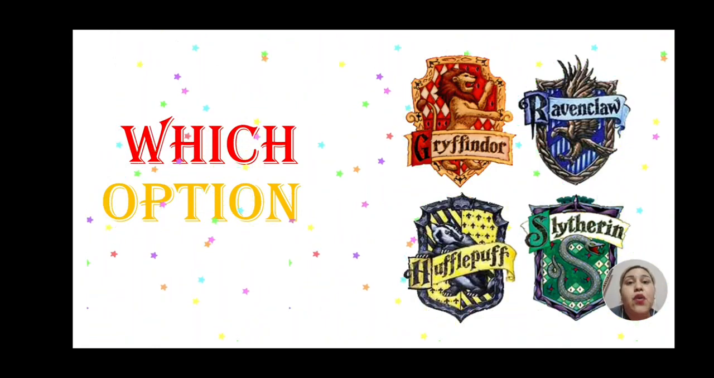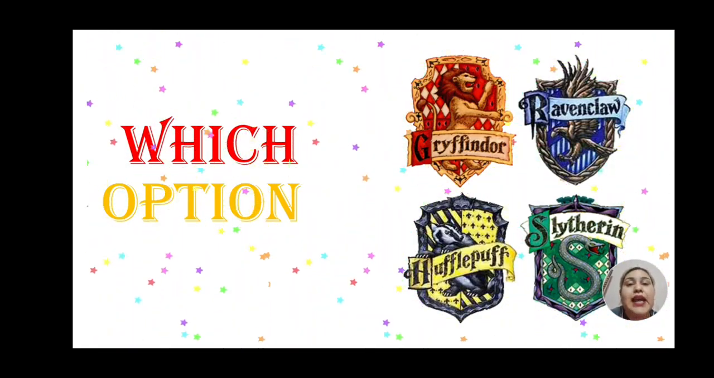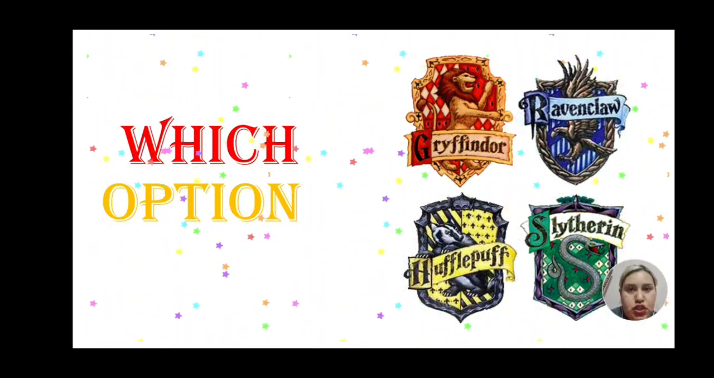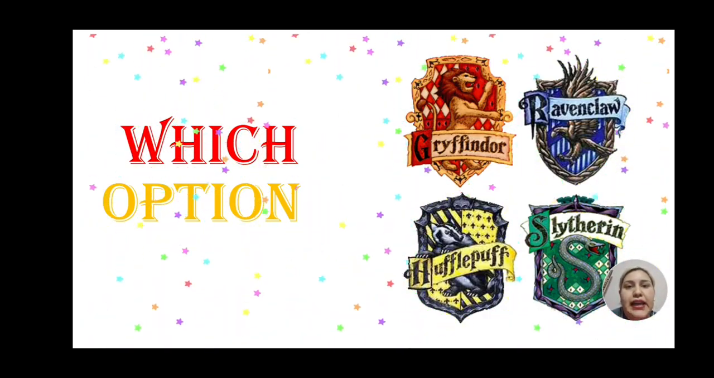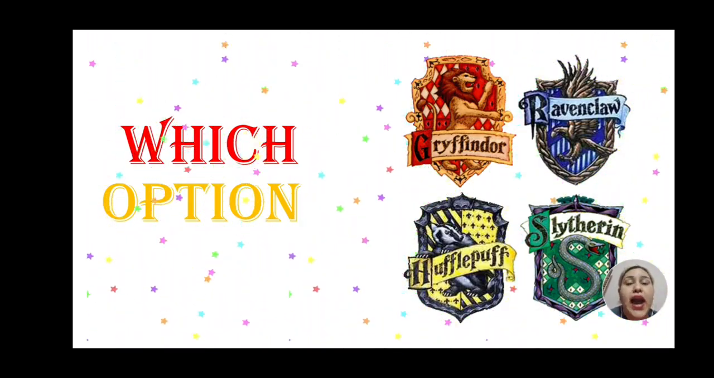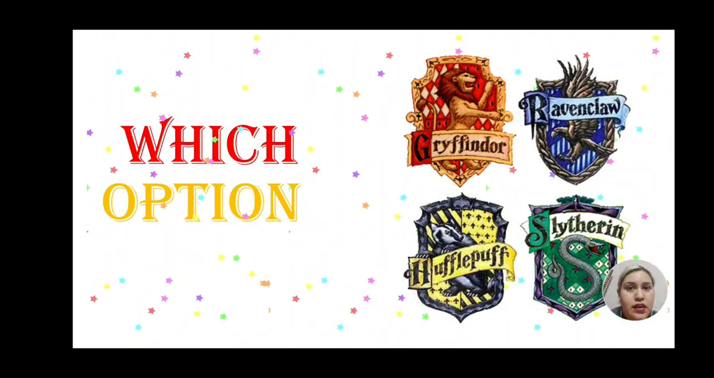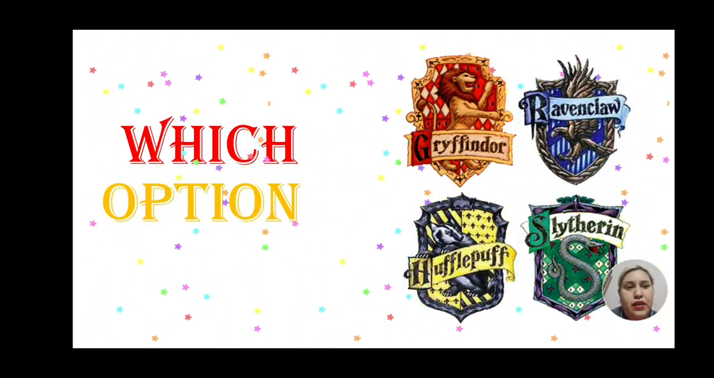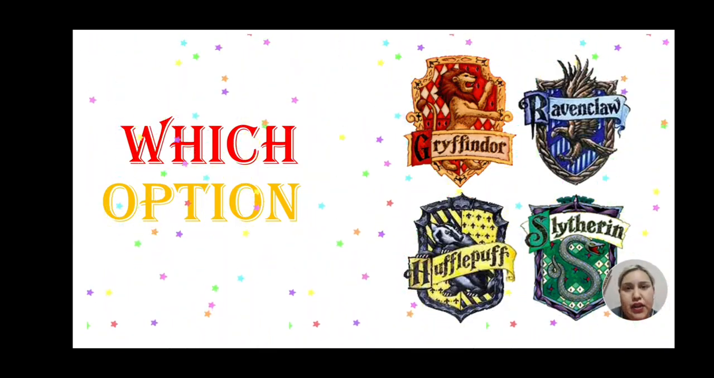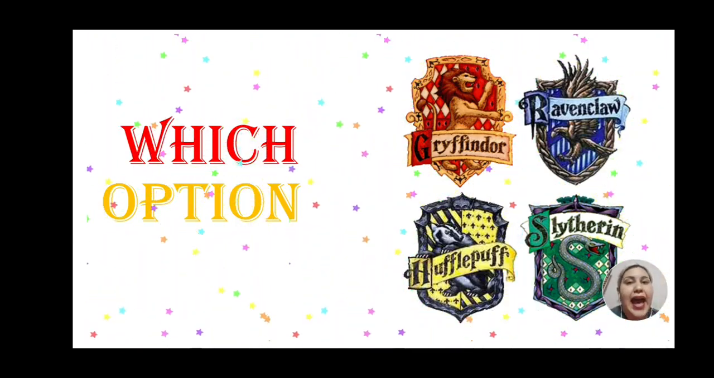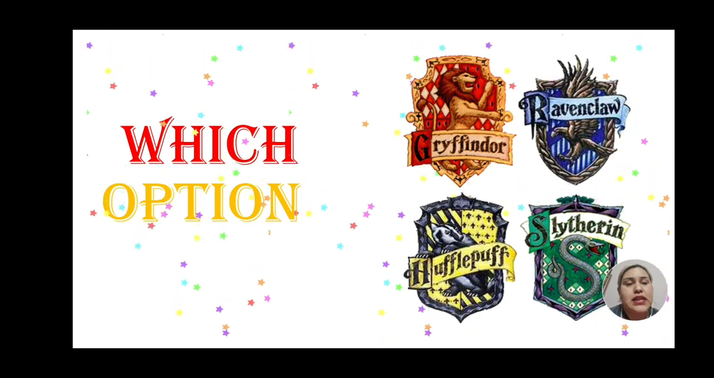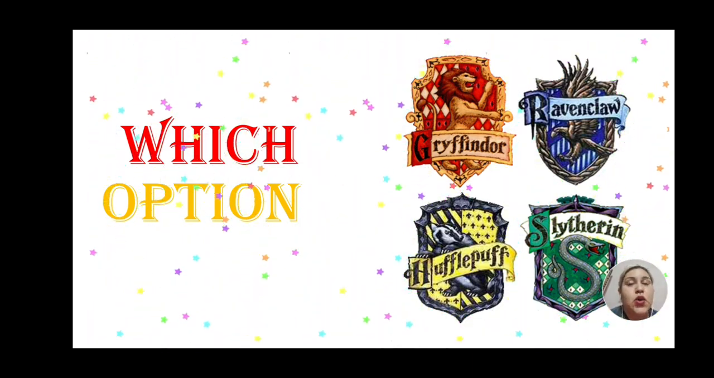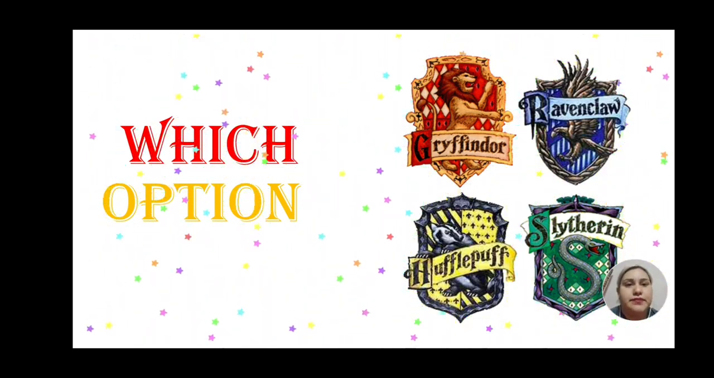And then we have which. Which helps us to ask for an option. For example, if I ask you, which is your Harry Potter house? Which? We have 4 options: Gryffindor, Ravenclaw, Hufflepuff, and Slytherin. Which is your house? For example, my house is Hufflepuff. So which, remember, options.